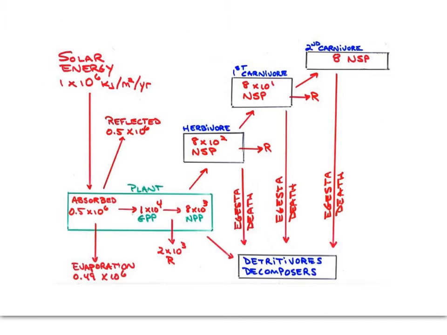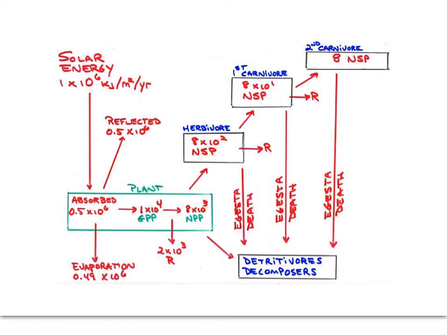Here is a diagram displaying energy flow through a food chain. You can quickly see that the efficiency of energy transfer from the producers, NPP, to primary consumers, NSP, is 10%, because NPP is 8 times 10 to the third kilojoules per meter squared per year, while the NSP of consumers is 8 times 10 to the second kilojoules per meter squared per year. The output divided by the input times 100 would be 10%. Now, other efficiencies can be calculated.